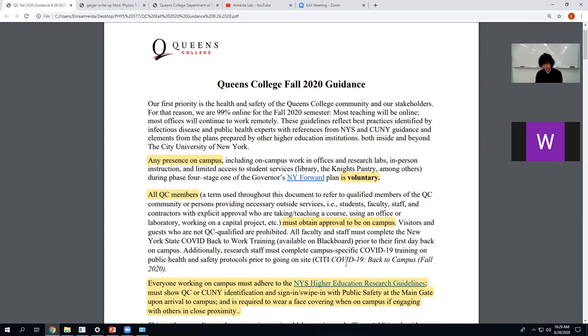And then there are a few questions, yes or no. Are you experiencing any symptoms related to COVID-19? So you answer yes or no. And after these questions, you get an approval or a rejection to come to campus. So each day you should obtain an approval to be on campus.